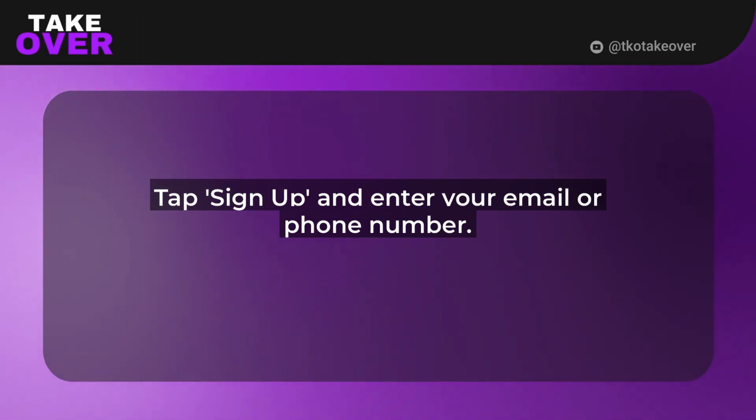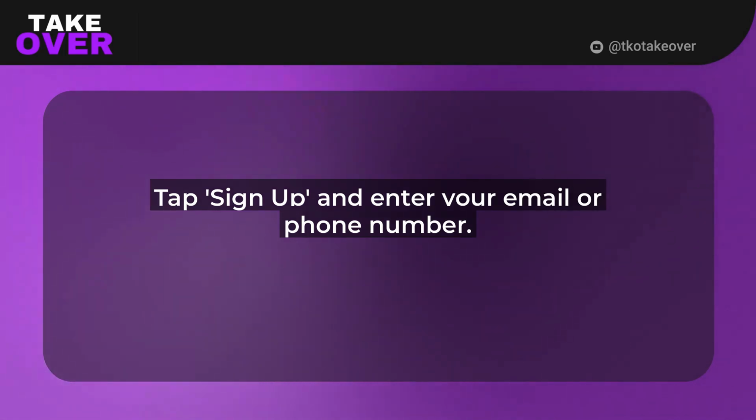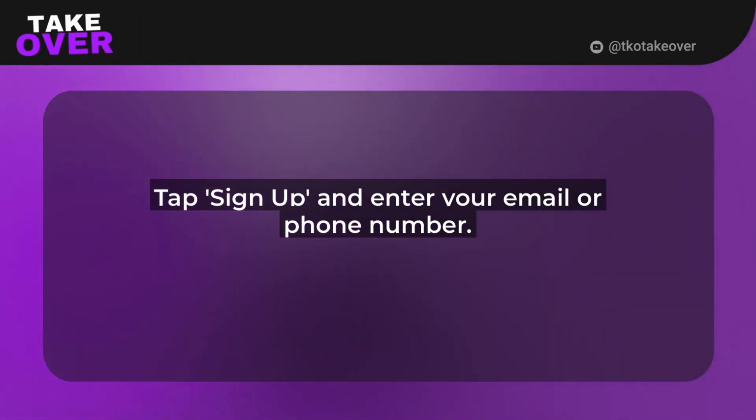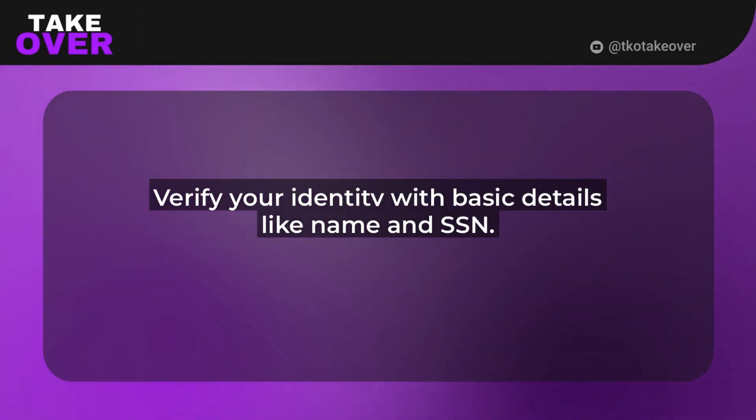First things first, you'll need to download the Robinhood app. Head over to your App Store, whether it's Google Play for Android or the App Store for iPhone, and search for Robinhood. Once it's downloaded and installed, open the app and tap on Sign Up or Get Started. You'll be asked to enter your email address, phone number, or even sign in with Google or Apple for a smoother process. Next, verify your identity.